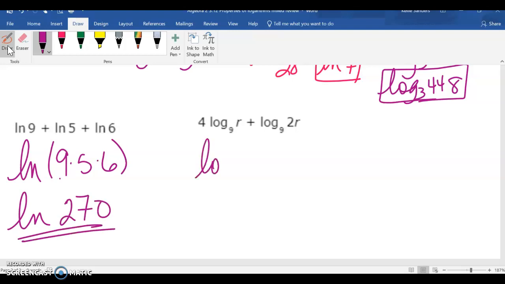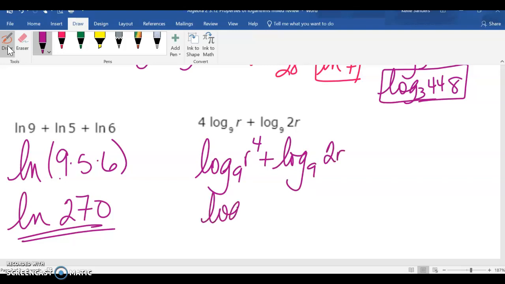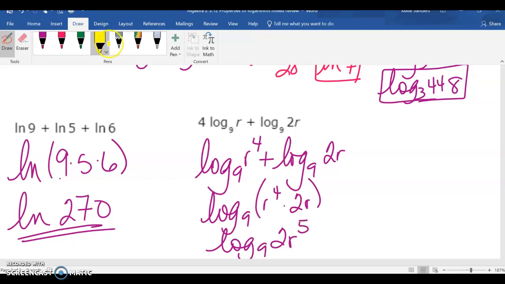Bring the 4 up. Multiply. Which would be 2r to the 5th. Because you have 4 r's with another r makes it r to the 5th.